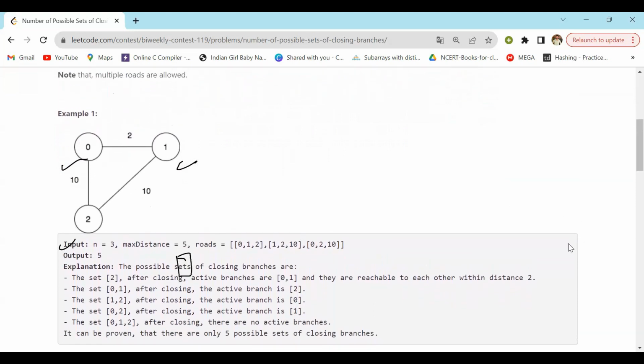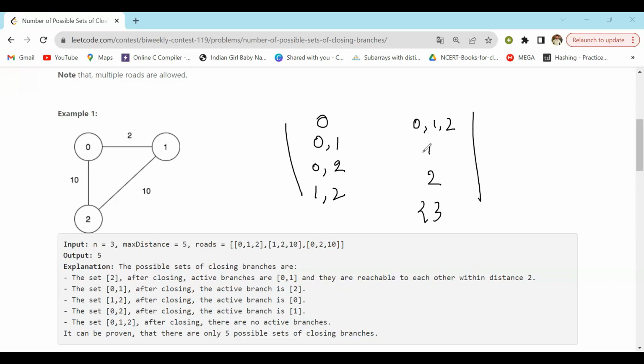So it is return the number of possible sets of closing branches, right? Let's discuss every case. What are the possible sets? Set basically 0 is a set, 0 1, 0 2, 1 2, 0 1 2, and 1, 2, and the empty set. So we have total 8 sets possible, right? Out of this, which are feasible sets? If we have that set of branches, the distance between any two branches will be less than the max distance. We have to find out.